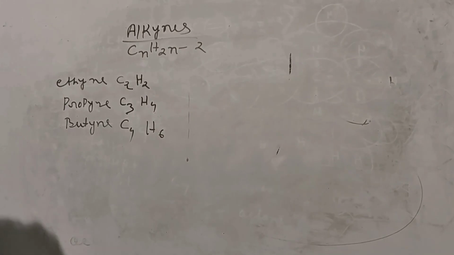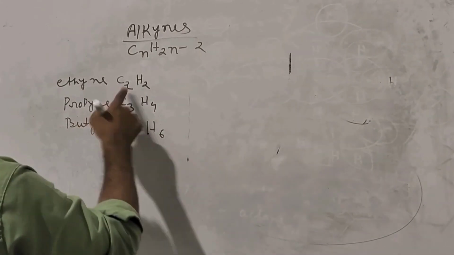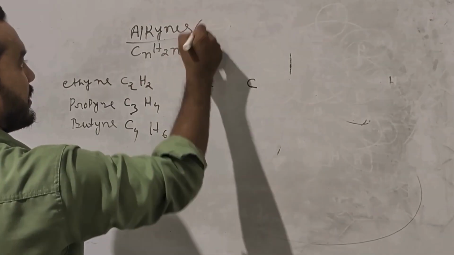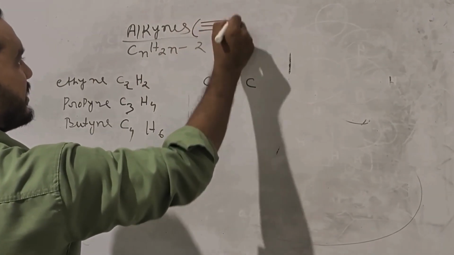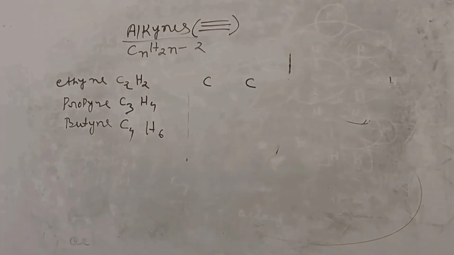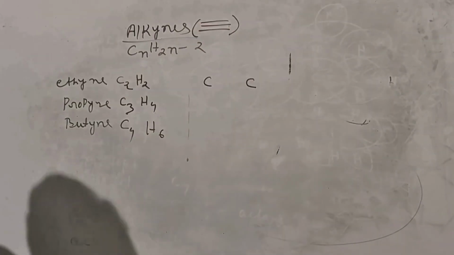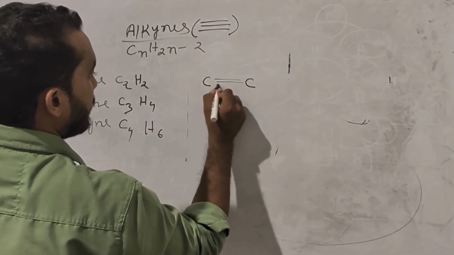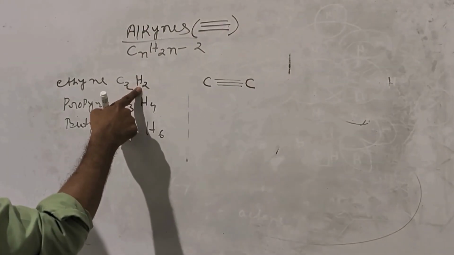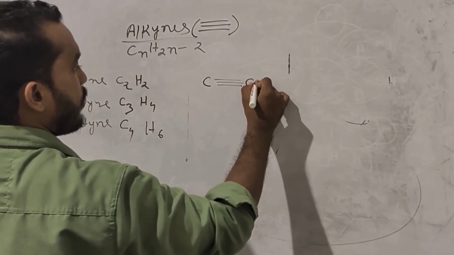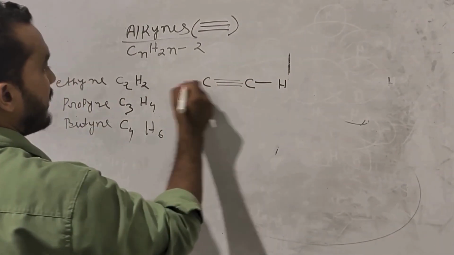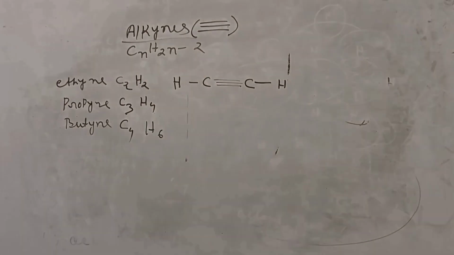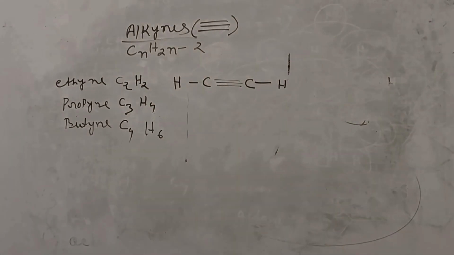If I draw the structure, you see 2 carbon is there. Here you just place it. But we are talking about alkyne, so there will be a triple covalent bond. So here I can put this triple covalent bond. 2 hydrogen is there, so I can make one more bond here, and again one more bond here. This is the structure of ethyne.